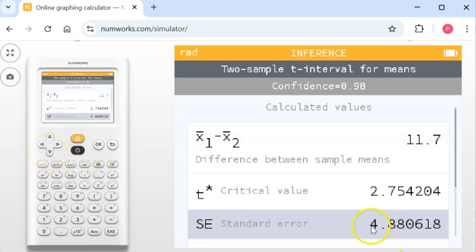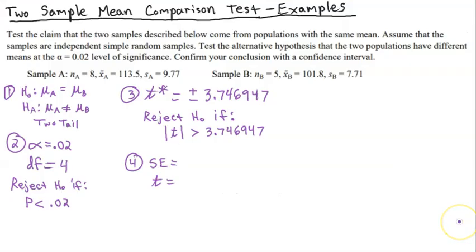So here we are, standard error 4.880618. So our standard error is 4.880618. Now, if you want to confirm that by using the formula, pause the video right now and go ahead and use the formula and confirm the standard error.